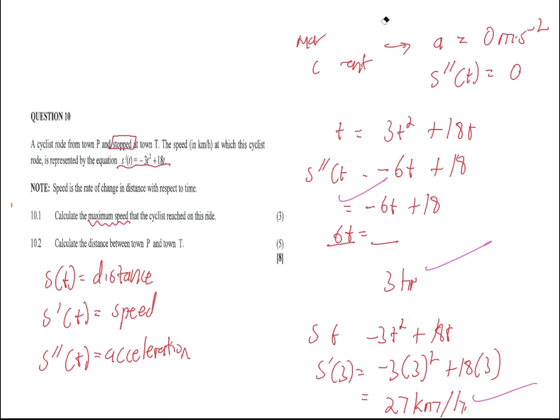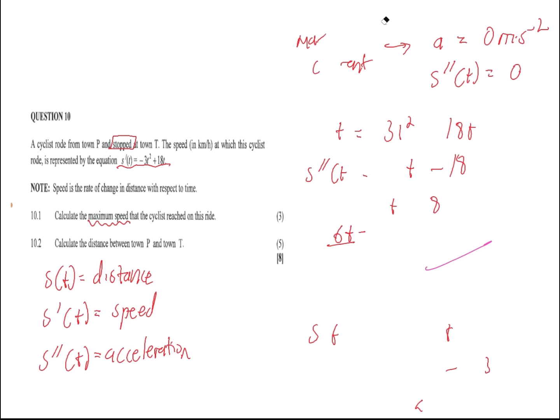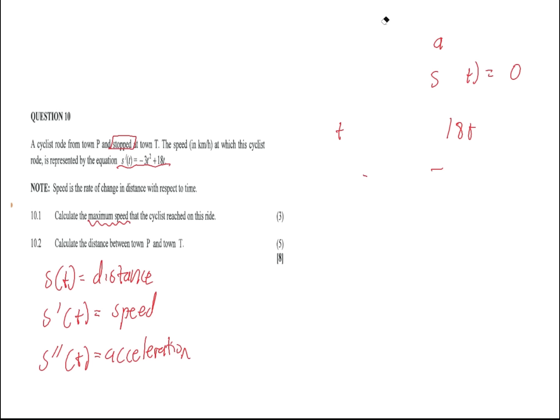let's keep this here. So we still understand that S(t) is the distance, S'(t), the first derivative, is the speed, and the second derivative represents the acceleration. Now we are to calculate the distance between point P and town T. But then remember what we are being told. The cyclist rode from town P and stopped at town T, right? There are 2 points whereby the cyclist will be found to be stationary. Initially when he's starting at town P, and then finally when he has now stopped at town T, right? So that means here we are trying to calculate.